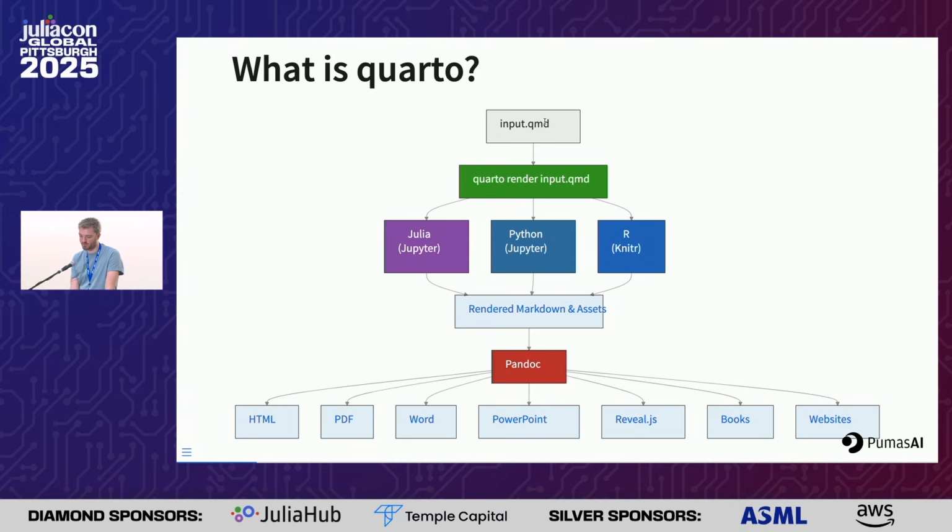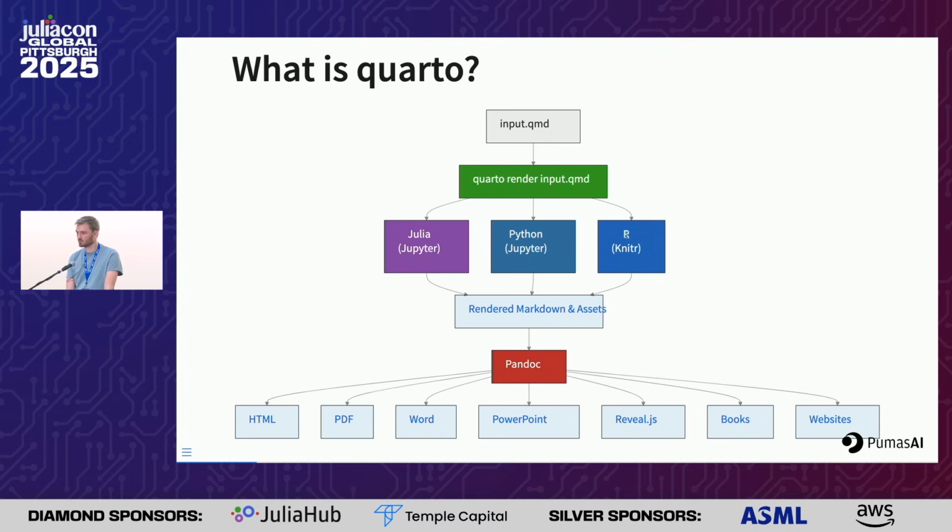You start with some markdown document, a QMD file, a special markdown dialect that Quarto uses. You pipe that into Quarto and render it, and then the code cells that you've defined usually go through one of the available execution engines. So before there was a Jupyter engine for Julia, a Jupyter engine for Python, and a knitr engine for R.